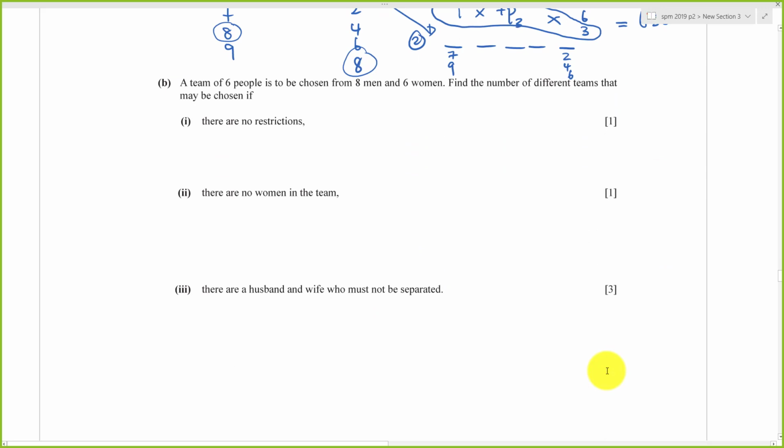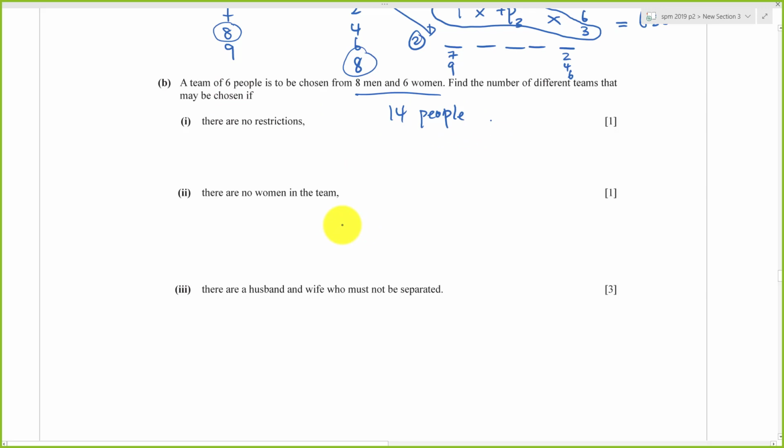A team of 6 people is to be chosen from 8 men and 6 women. Find the number of different teams that may be chosen if there's no restriction. So if no restriction, I'm going to join men and women together. So I have 14 people. From the 14 people here, I need to choose 6 people.